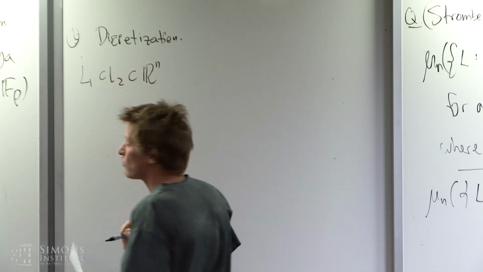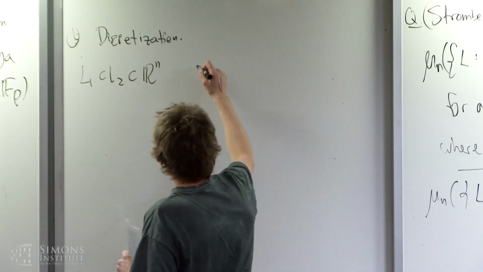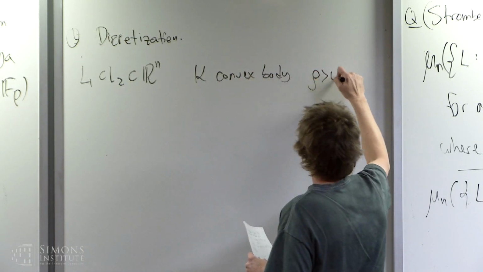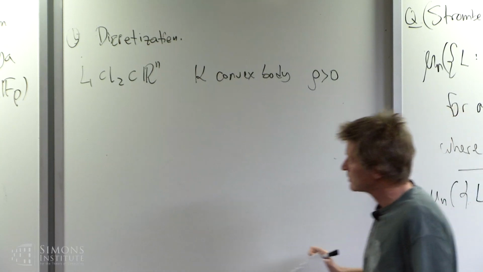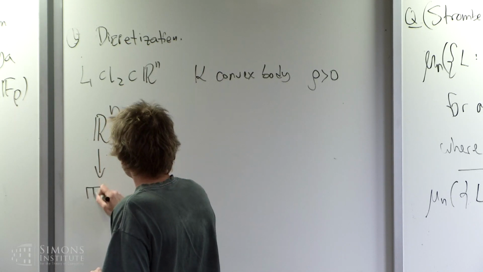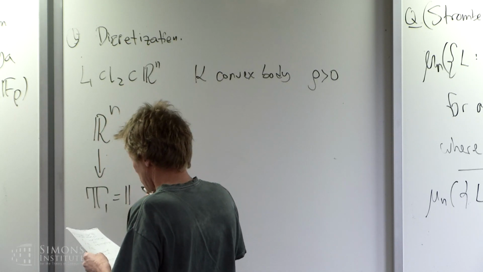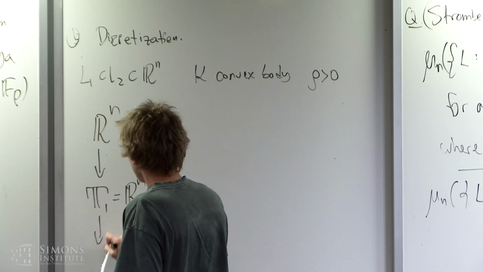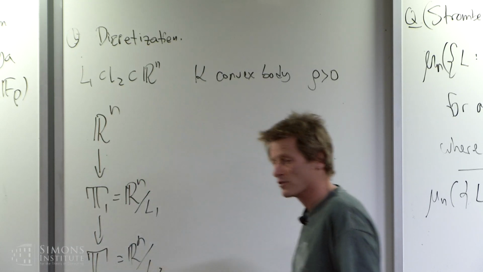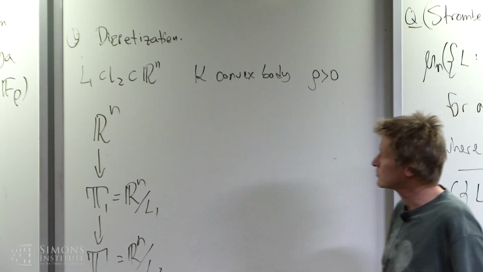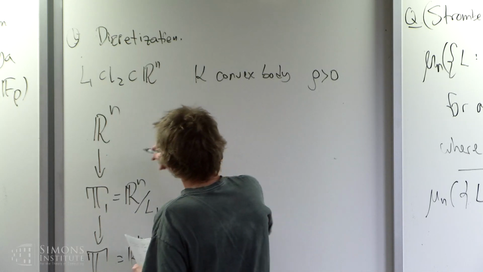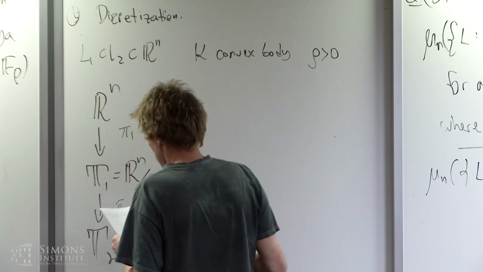two lattices, L1 and L2. L1 is contained in L2. We have a convex body K in R^n, and we have a positive parameter rho. Let me draw the diagram. Here's R^n. R^n maps to the first torus, which is the quotient of R^n by L1. And this maps further into the quotient of R^n by L2. So remember that L1 is contained in L2. So we have these two maps. Let's call the first map pi1 and this map pi2.